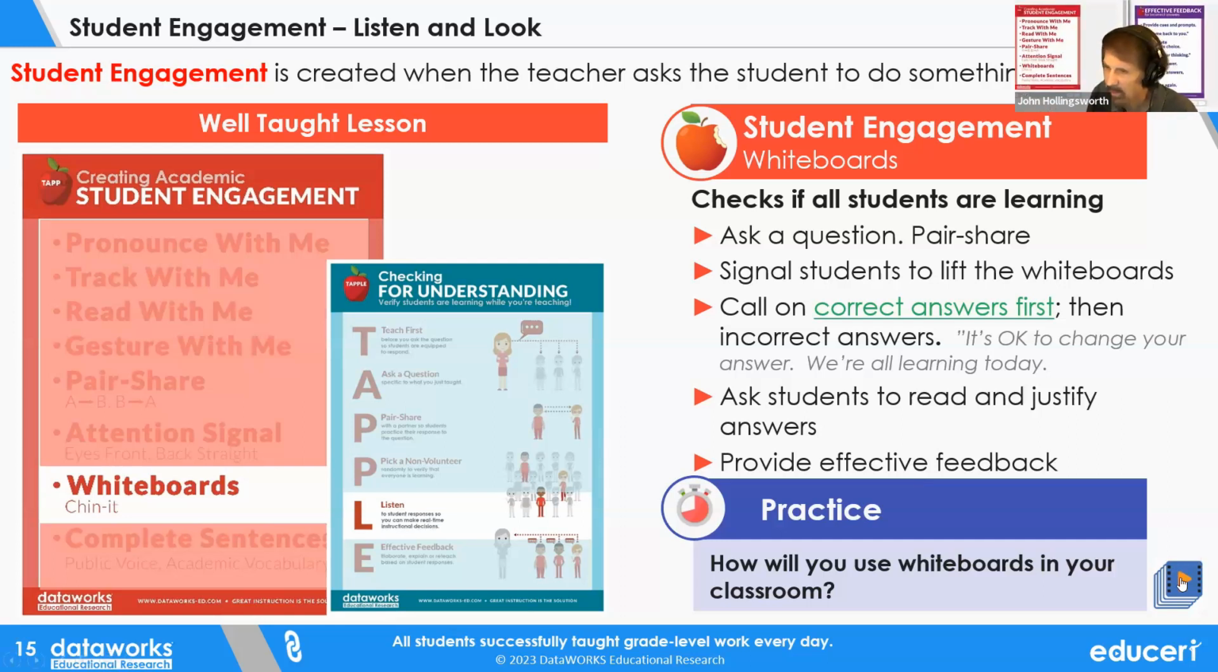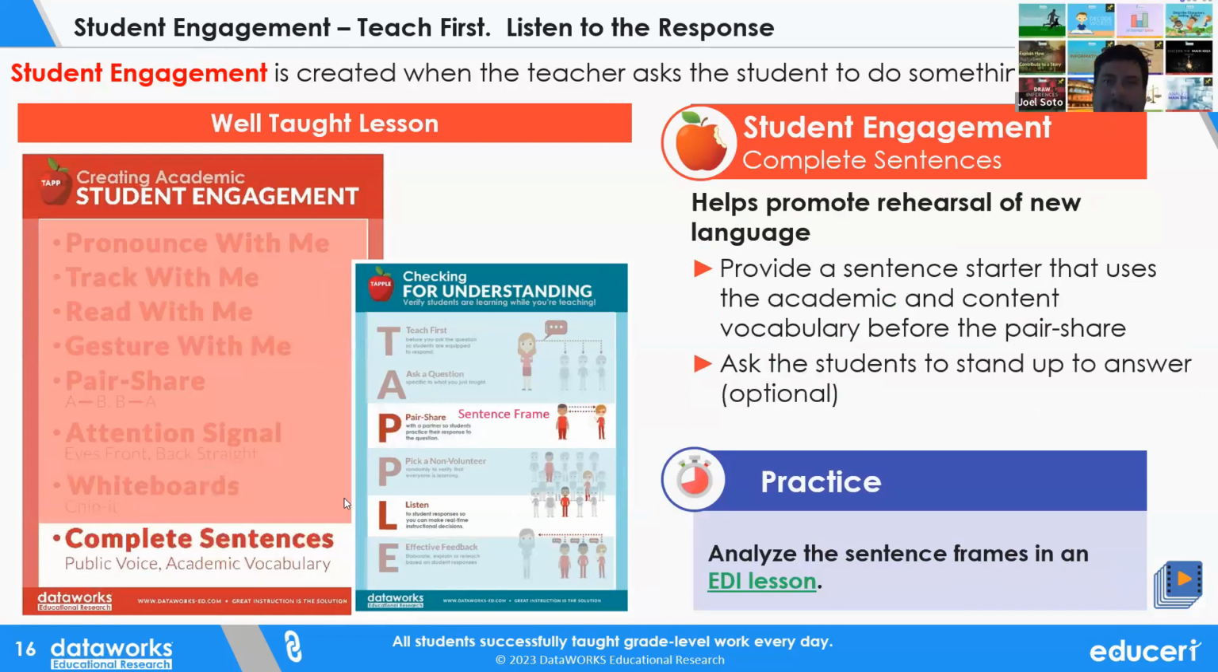Okay, let's just see if we've done a lot of whiteboards. I think we know this. This idea with the correct answers first is the big idea we need to do from now on. Okay, all right, let's go on to one more. All right, let's see if we can read the whole thing. Ready, go. Complete sentences, public voice, academic vocabulary.